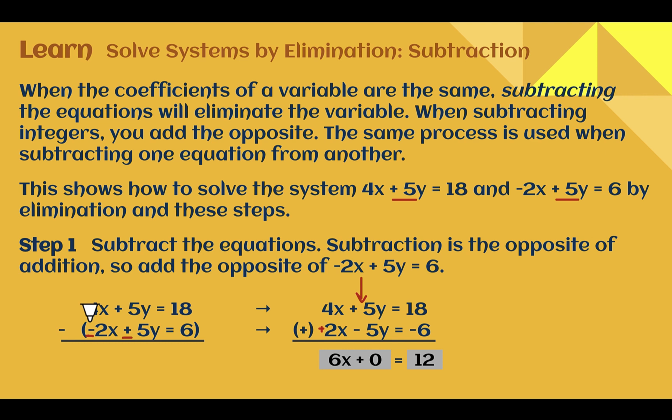Had I just subtracted, so I did 4 minus -2, 5 minus 5, 18 minus 6, we will get the same thing. We just have to be really careful with the double negatives. So 4 minus -2 ends up being 6. 5 minus 5 is 0. 18 minus 6 is 12. So I do end up with the same values by adding the opposite as I do by subtracting. It really depends how many negatives you have of which method you want to use.